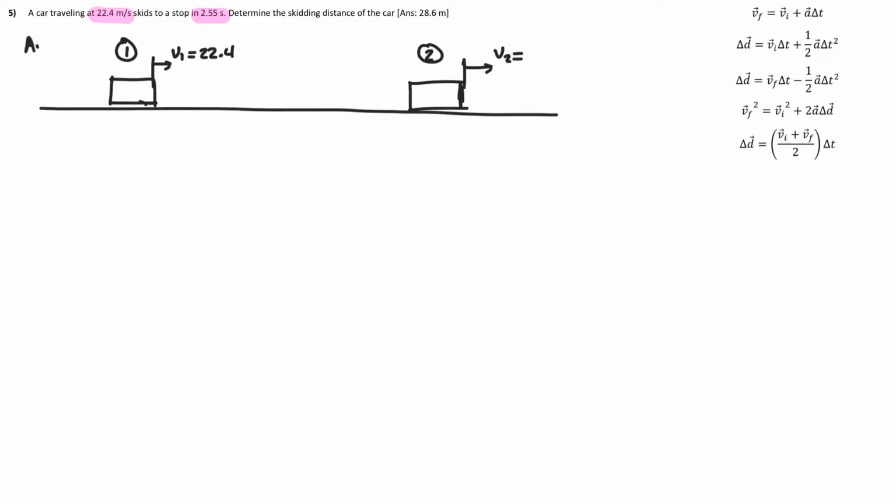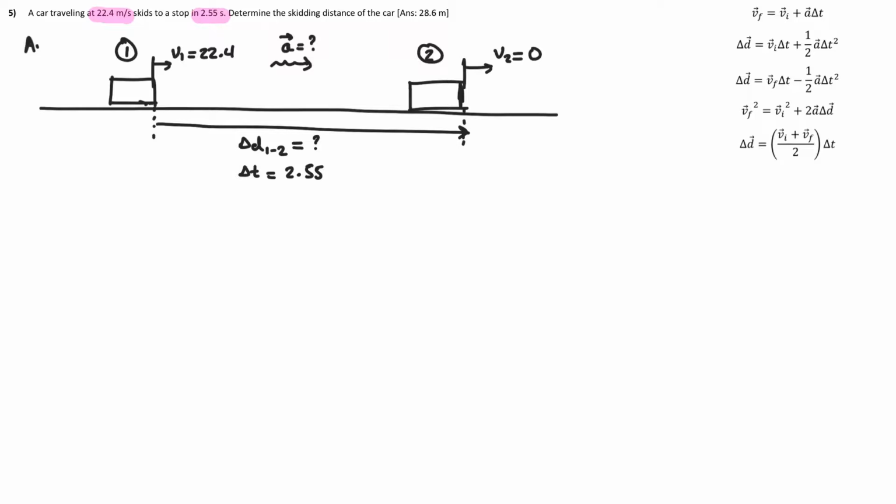Speed here, it has stopped at that point, so this is going to be 0. And there's going to be a displacement from position 1 to 2, a time that it takes, and an acceleration as well. We don't know what the acceleration is. We are trying to figure out what the displacement is, but we know that this happens in 2.55 seconds.